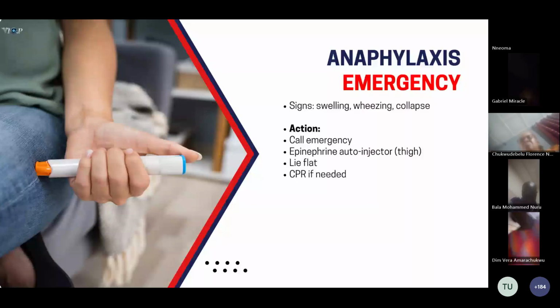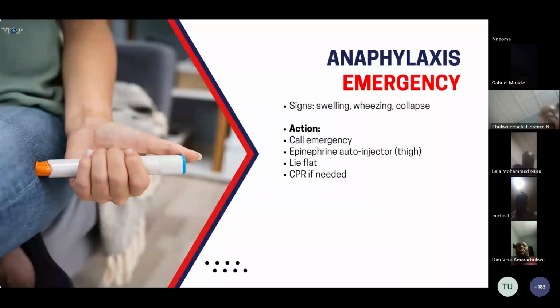No matter where you are, make sure that you have the number of emergency services, whether you're in Nigeria or in the diaspora, in the UK, the US, Korea, Canada, wherever it is you are, make sure you know the number of emergency services.